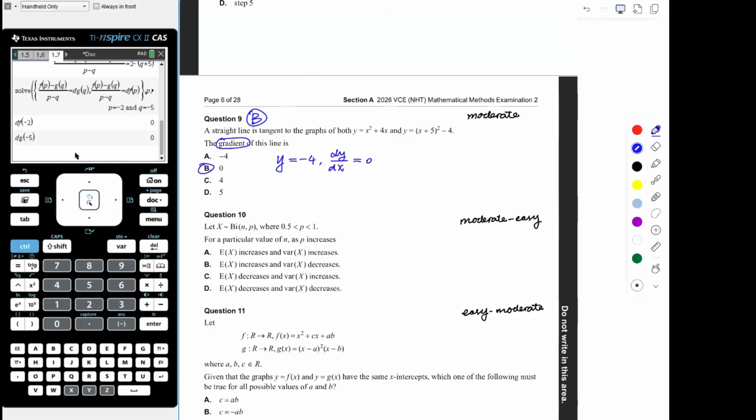And in order to find the coordinates, you might do, let's say, minus 2, f of minus 2. This is the point of contact. And you can also do minus 5, g of minus 5. And you get minus 5, minus 4. All right?